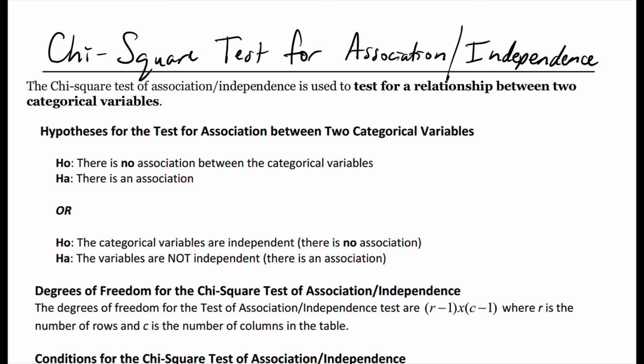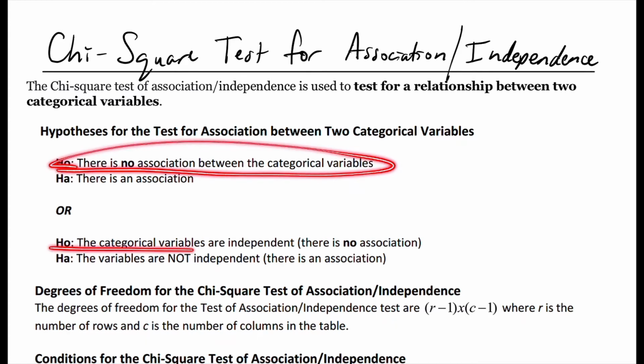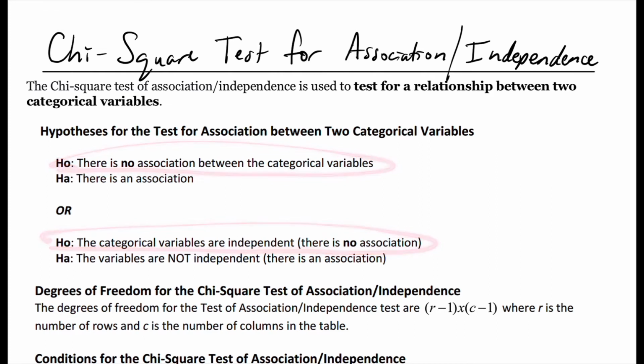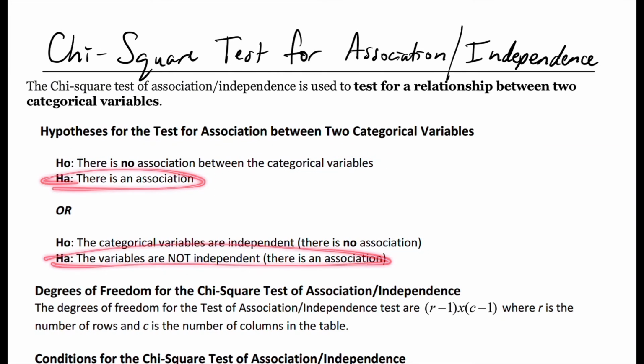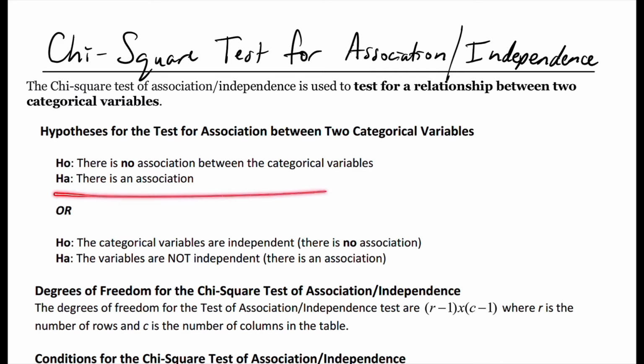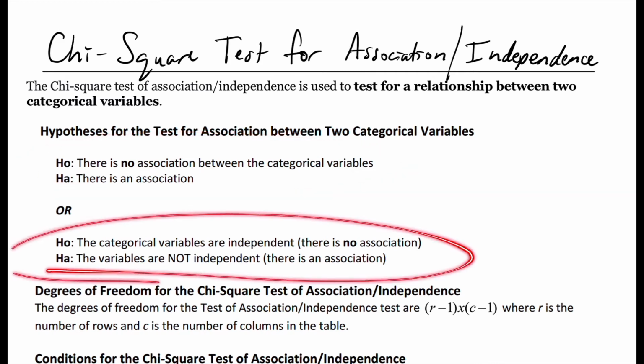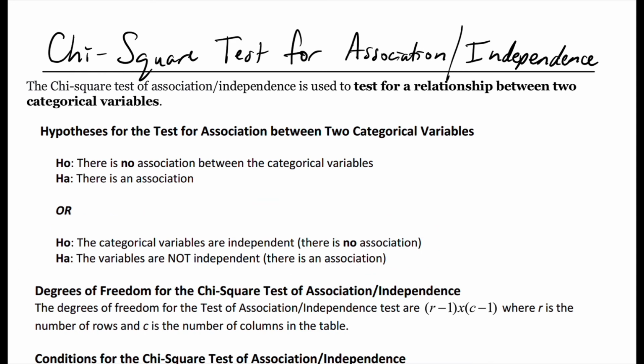So really these things say the same thing. Both of these nulls say exactly the same thing, just different ways of saying it. Okay, and same thing with these guys. They're just worded differently. So it just depends on what they use in the question. If they use the word association, these are the ones you're going to use. If they use the word independence or independent, those are the ones you're going to use. But essentially, they say the same thing.